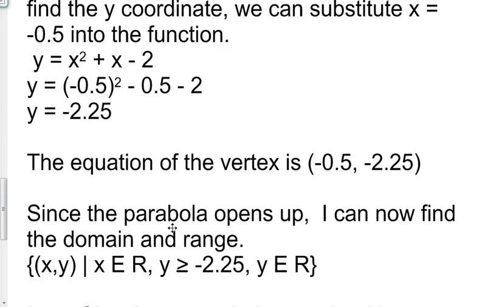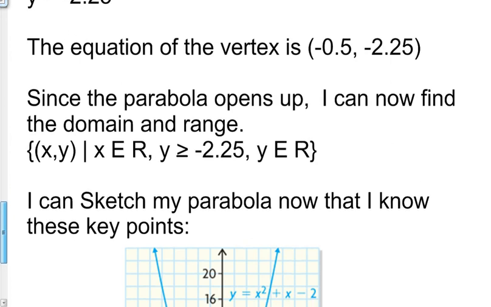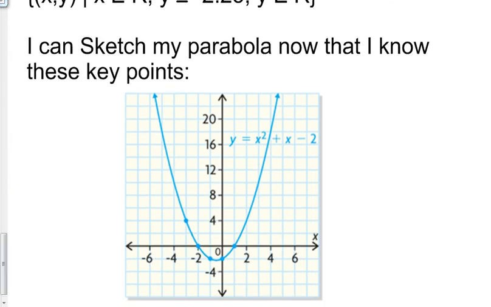Since the parabola opens up, because my a is positive 1, I can now find the domain and range. So I have the set of points (x, y) such that x is in the real numbers, y is greater than or equal to negative 2.25, y is in the real numbers. And my sketch of my parabola is going to look like this, now that I have my key points. Here are my x-intercepts, here's my vertex, here's my axis of symmetry, and I can sketch my parabola.